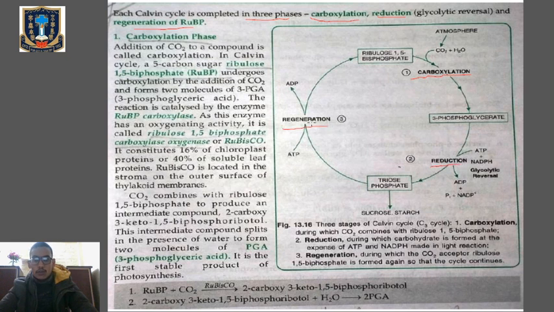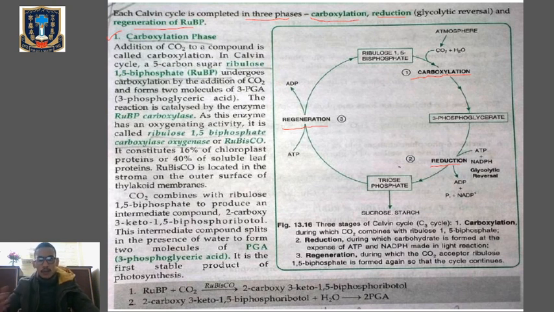So let's go to the first one, which is called the carboxylation phase. What are the events that occur during the carboxylation phase of the Calvin cycle, or the C3 cycle? Basically, what do you mean by carboxylation? Addition of carbon dioxide to a compound is called carboxylation. Clear? So addition of carbon dioxide to a particular compound is called carboxylation.